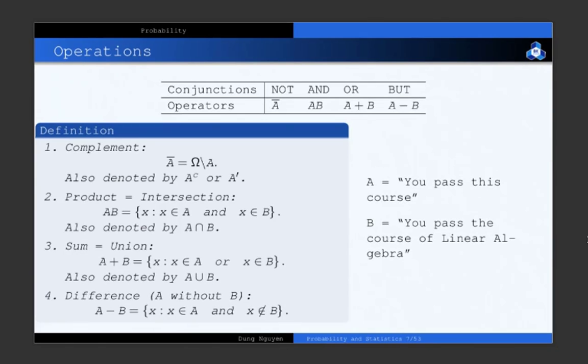For example, suppose that A is the event that you pass this course, and B is the event that you pass the course of linear algebra. Then what is the complement of A? The complement of A is the event that you fail this course. And B bar is the event that you fail the course of linear algebra. How about the product of A and B? The product of A and B is the event that you pass both courses.